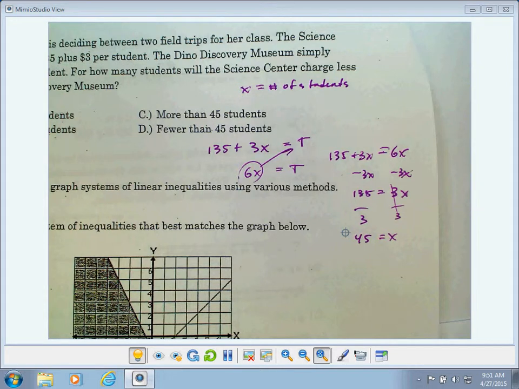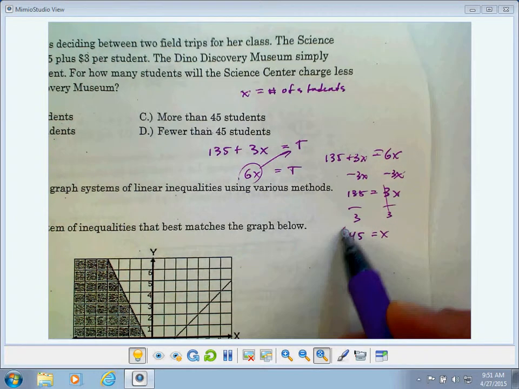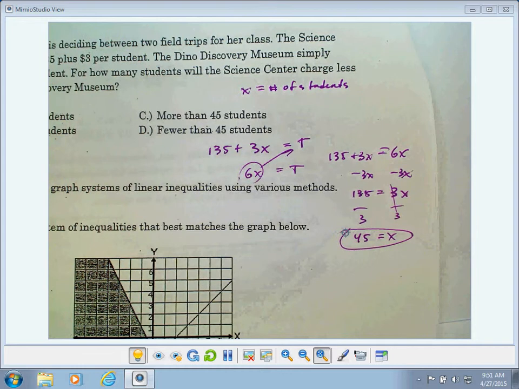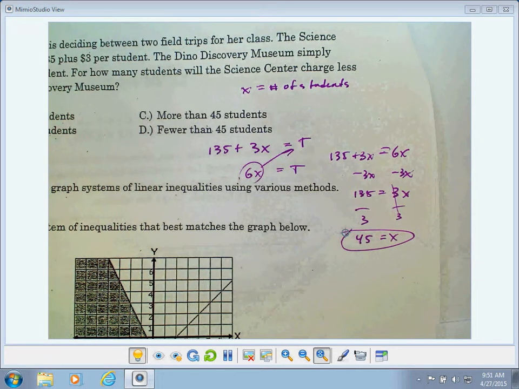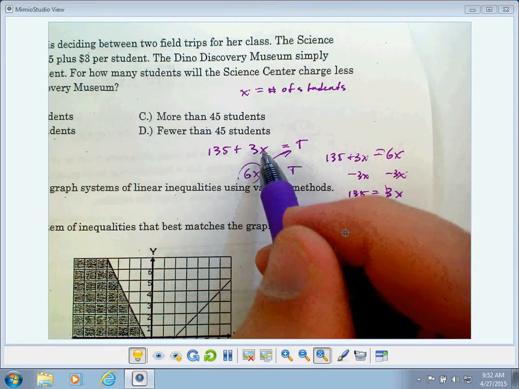So obviously the Dino Discovery Museum is cheaper for a while, but sooner or later, because it's charging $6 per student and the other one is charging $3, after a while the $6 per student place will actually be more expensive than the other one. So how long? Well, as it turns out, if you make them equal to each other, what you find is that 45 is the magic number. 45 is the number of students where it would be equal at both places. But once you go beyond that, it actually becomes cheaper to go to the Science Center.